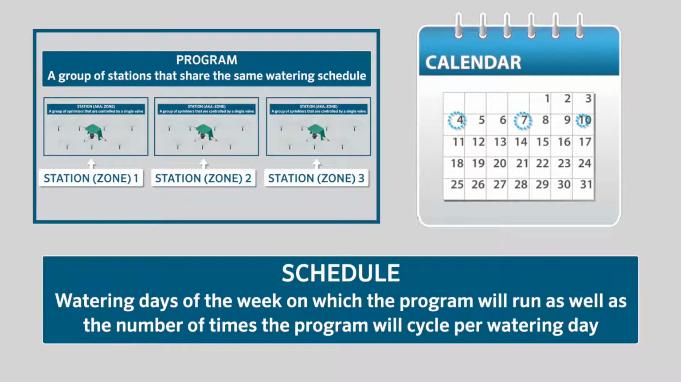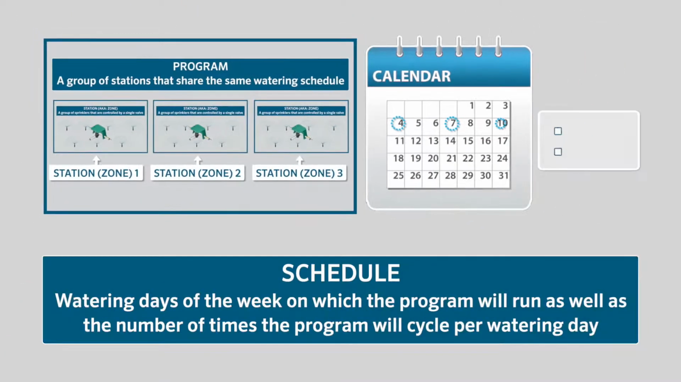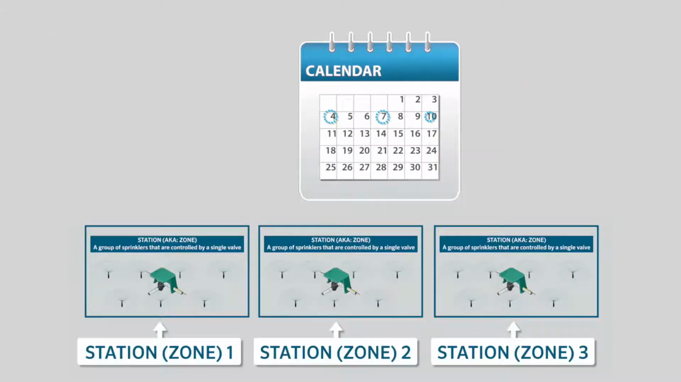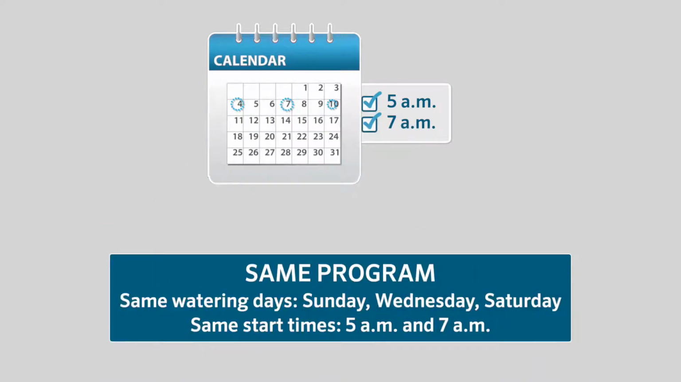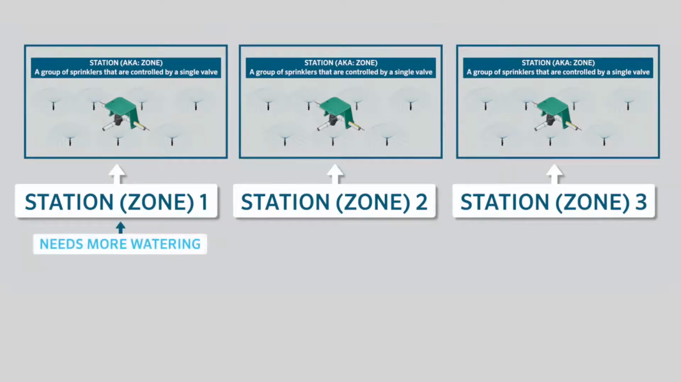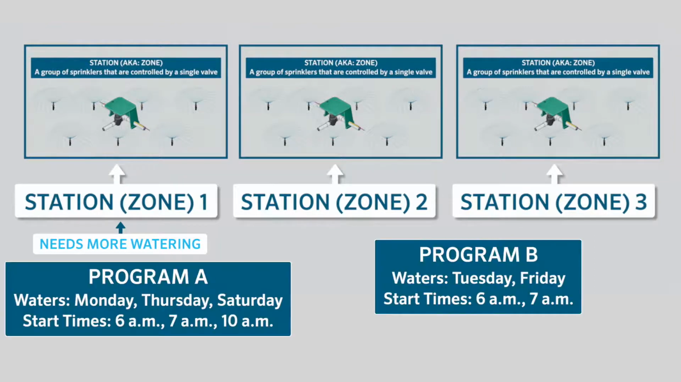By schedule, we mean watering days of the week on which the program will run, as well as the number of times the program will cycle per watering day. If all stations will be watering on the same days and the same number of times a day, you can program all your stations in the same program. However, if some of your zones need to be watered more or less frequently than others, then you must separate them into multiple programs so they can have different day schedules.